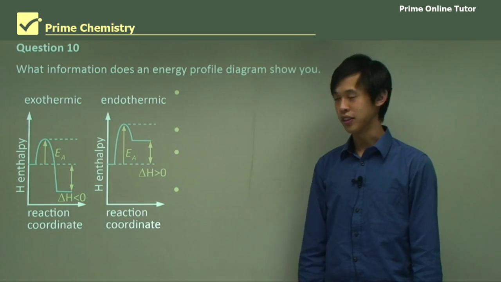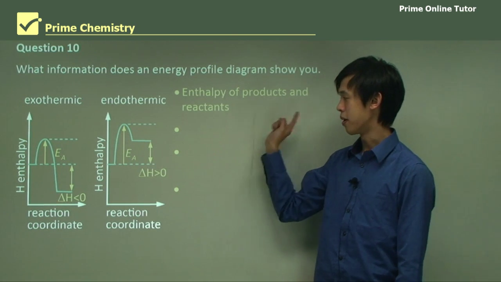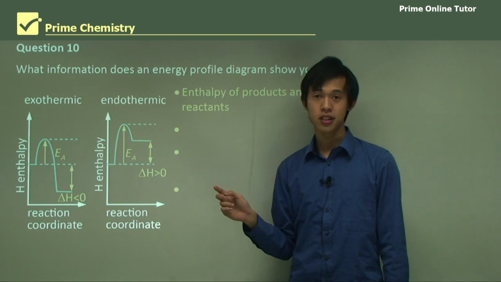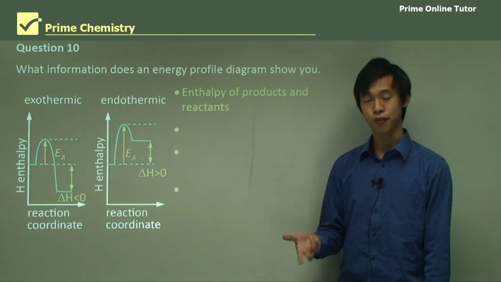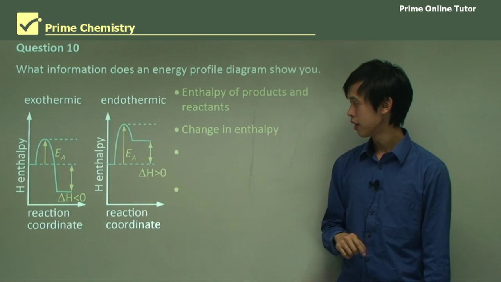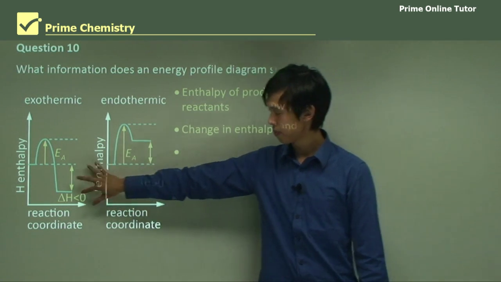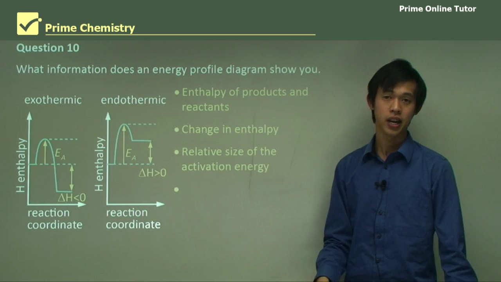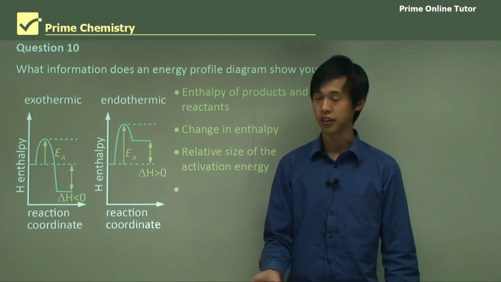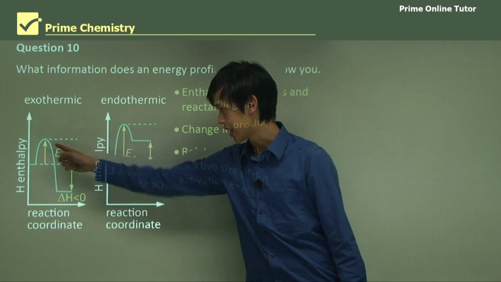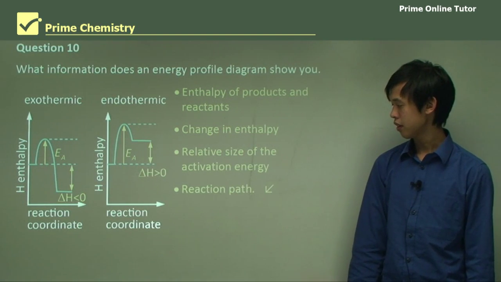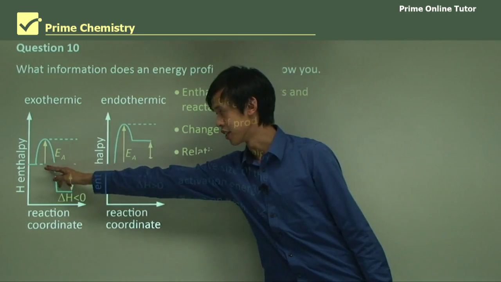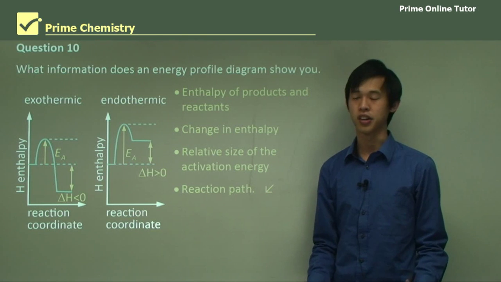Here are two energy profile diagrams. One thing it shows you is the enthalpy of the products and the enthalpy of the reactants. Even if it doesn't tell you the exact values, it at least gives you a comparative difference in these two. It can also show you the change in enthalpy, delta H. It can show you the relative size of the activation energy compared to the delta H, or the enthalpy of the products or reactants. So it shows you the activation energy, EA. And it also shows you the reaction path, so if it goes up to the top and then down, or if it goes in this way. So it shows you the direction the reaction occurs in.